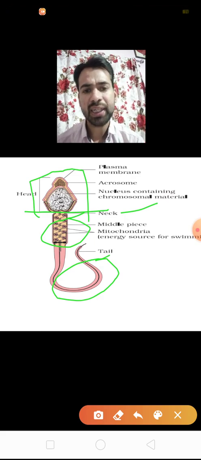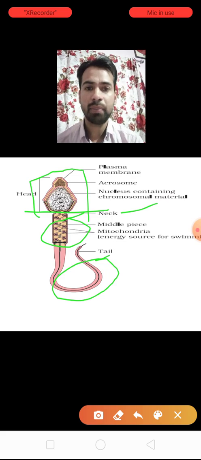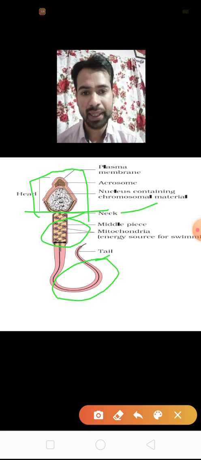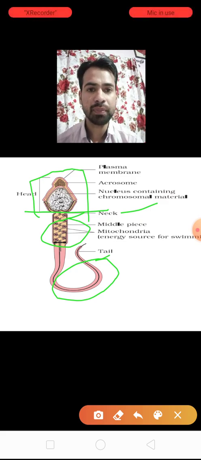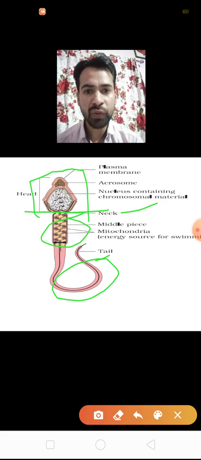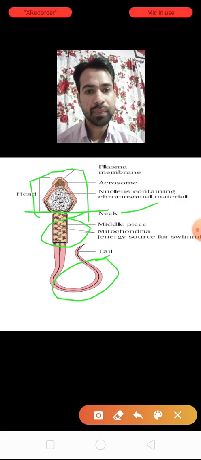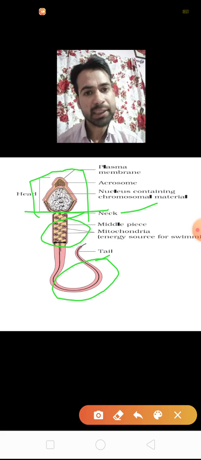One question that is very important: where are the mitochondria present? That is the middle piece. And which portion of the sperm contains the nucleus? So you have to take care about this. We have finished the spermatogenesis. Okay, clear?